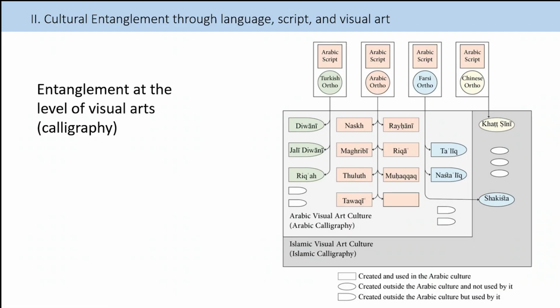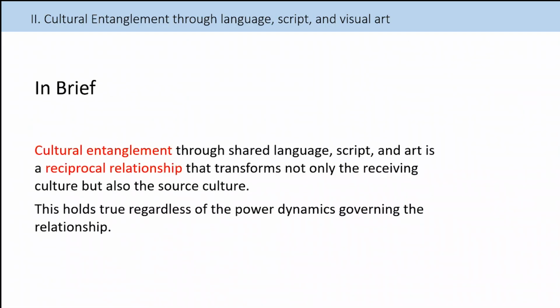And we see that some of those calligraphic styles went back to Arabic and are currently in use in Arabic, like Diwani, Ta'liq, and Nasta'liq, though they were created in the Persian context. So this is another level of entanglement in the visual art department. Khat Sini and Shikasta, for example, are not used in Arabic for writing Arabic script. In brief, cultural entanglement through shared language, script, and art is a reciprocal relationship that transforms not only the receiving culture but also the source culture. This holds true regardless of the power dynamics governing the relationship.